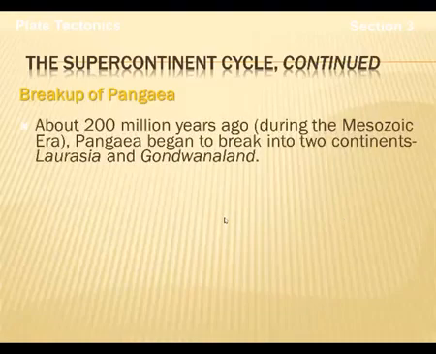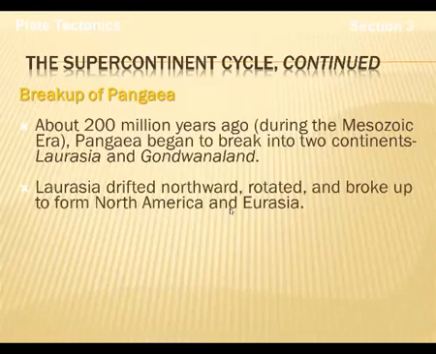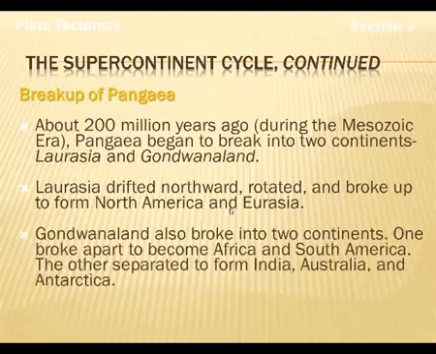So they think that around 200 million years ago, the supercontinent of Pangaea started to break apart into two different continents, Laurasia and Gondwanaland. The thought is that Laurasia drifted northward and broke up into North America and Eurasia, and Gondwanaland broke into two continents. Part of it became Africa and the other part became South America. Smaller sections of it became India and Australia, along with Antarctica.